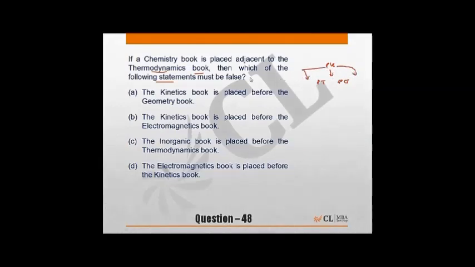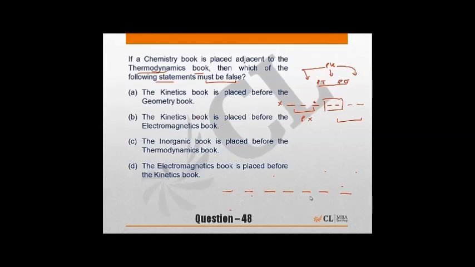But if a chemistry book has to be adjacent to the thermodynamics book, then physics cannot be the first 3, because this chemistry will come in the middle 2. And if thermodynamics has to be adjacent, then it will have to be here, but thermodynamics has to come before electromagnetic. So this situation is not possible, that this physics being here is not possible. Physics will have to be in the last three items. So let us try to put that in a possible way.